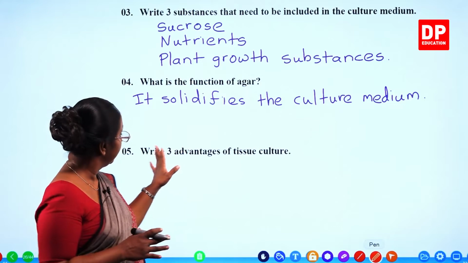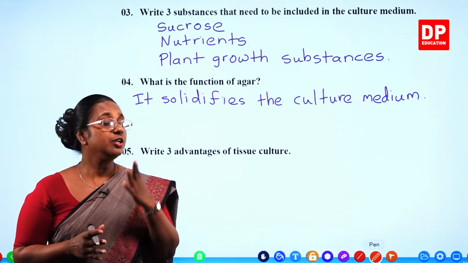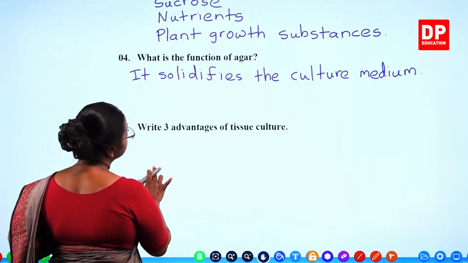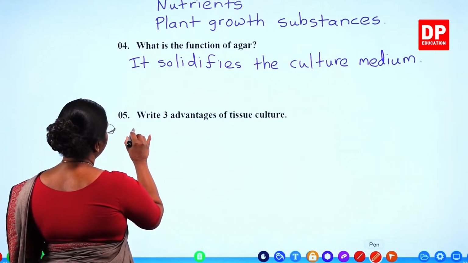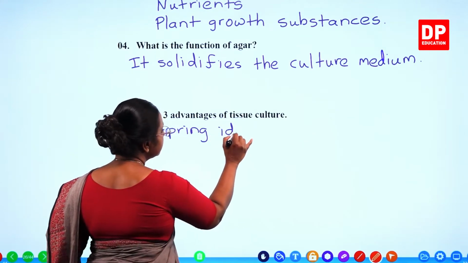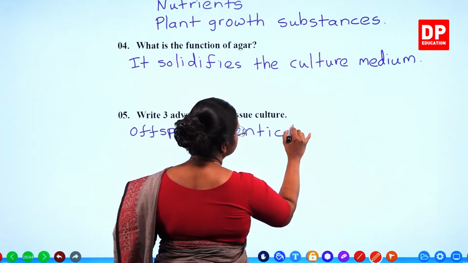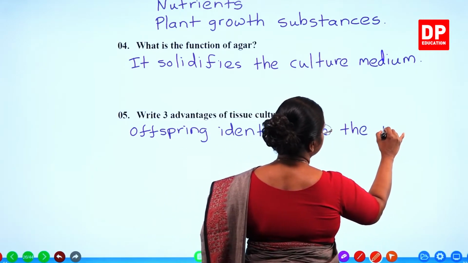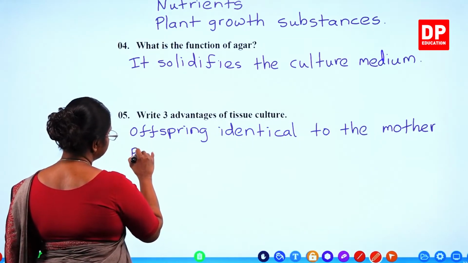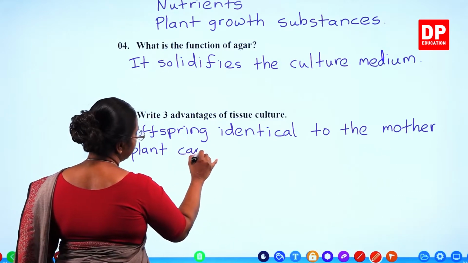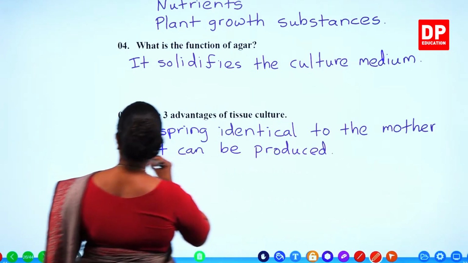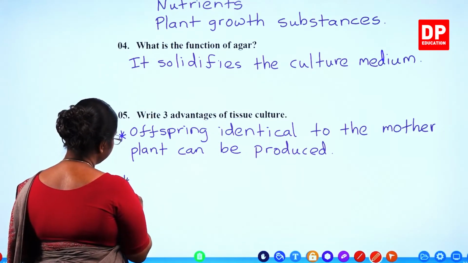So those are all advantages of tissue culture. You can write any three advantages. So I will say offspring identical to the mother plant can be produced. One advantage.